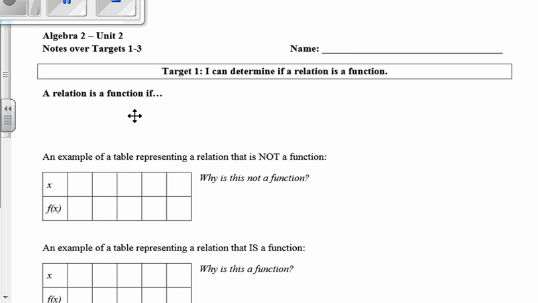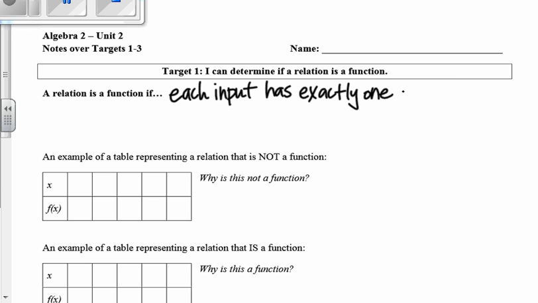All right, so let's start our second unit of the semester, and it's all about functions. So our first target here, we're just going to define what is a function. A relation is a function if each input has exactly one output. Let's just talk about that for a second.